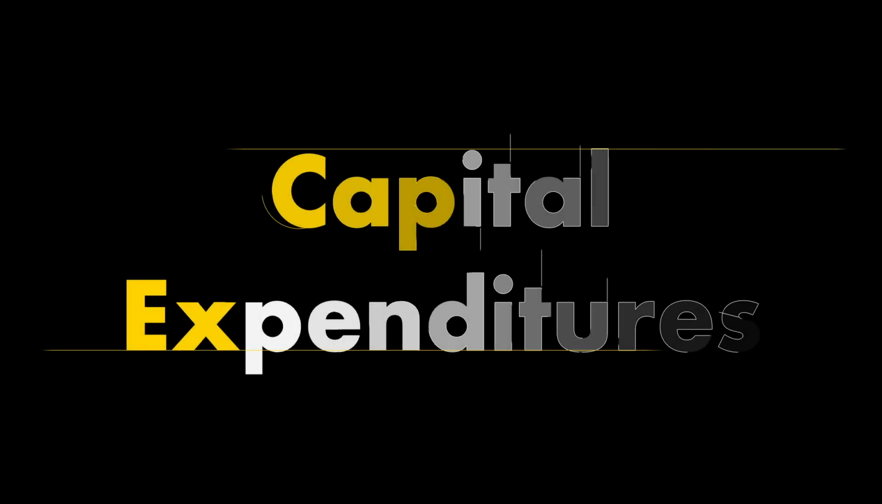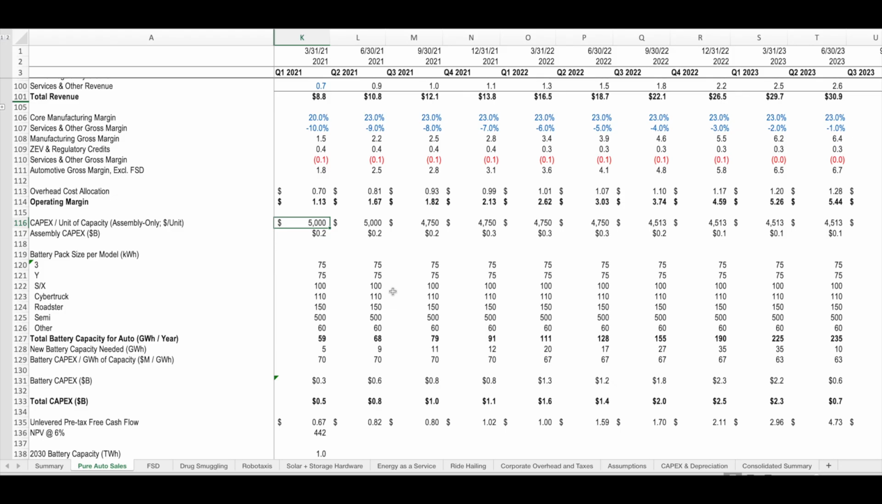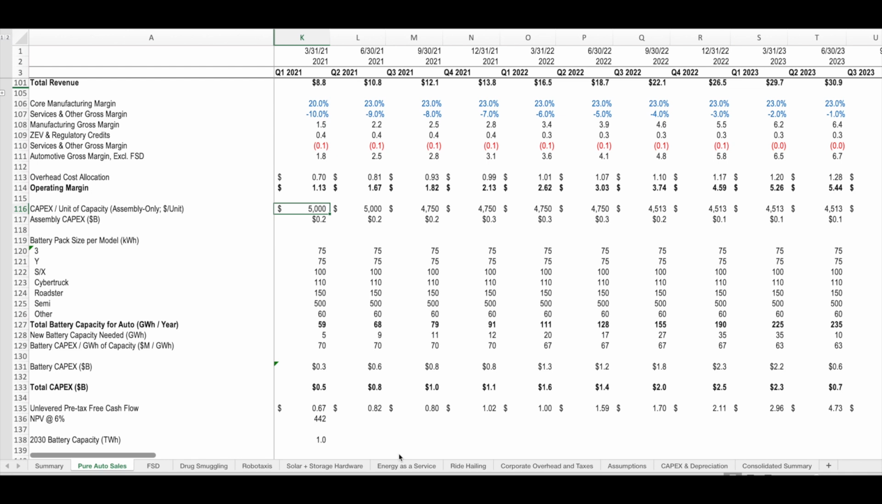Next, let's talk about capital expenditures, or CapEx. I've assumed $5,000 per unit of capacity for automotive assembly. I then have this decreasing by about 5% per year going forward. This is due to some of the efficiencies that Tesla is likely to experience when they get rid of things such as the paint shop in the Austin plant for the Cybertruck, as well as some of their more generic assembly improvements. On top of the automotive CapEx, I've also assumed some battery capacity capital expenditures for the in-house capacity that Tesla will be building over time.